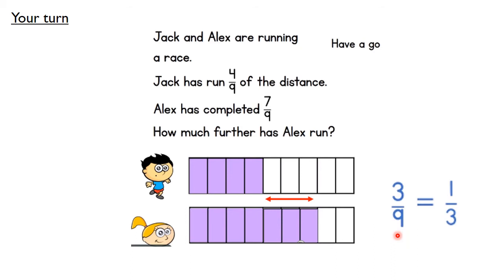I'm happy if you got 3/9 and you didn't then do your simplification and simplify it down to 1/3. 3/9 is fine for now, but in the future, let's try and make sure that we're always simplifying down. So well done, everyone.